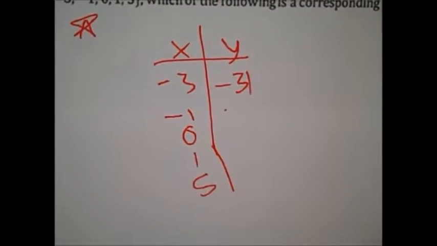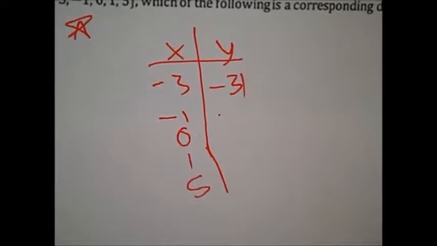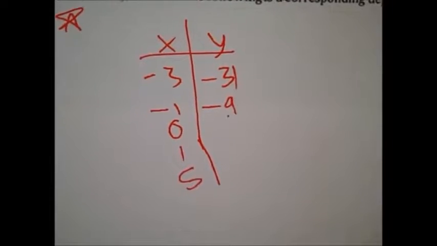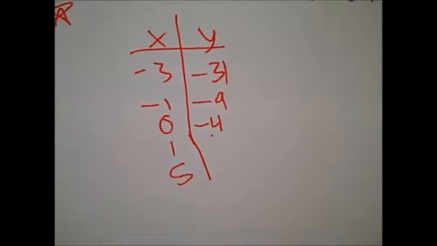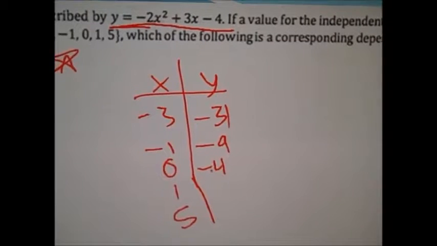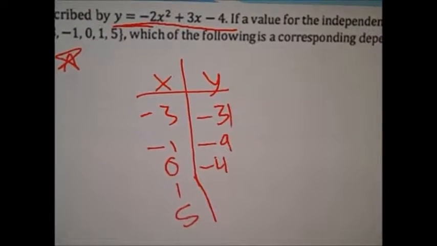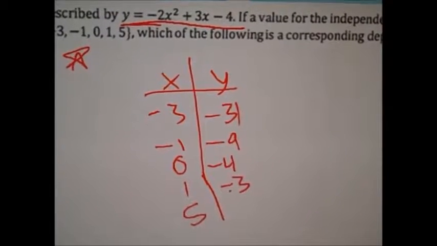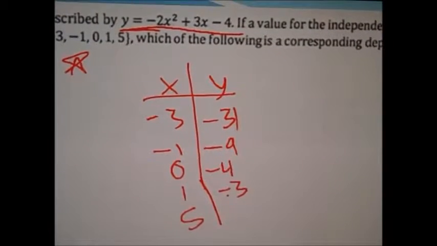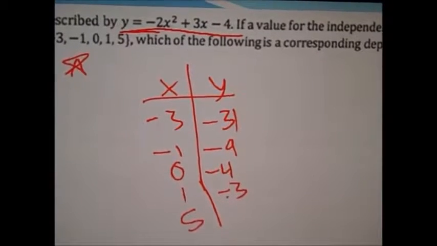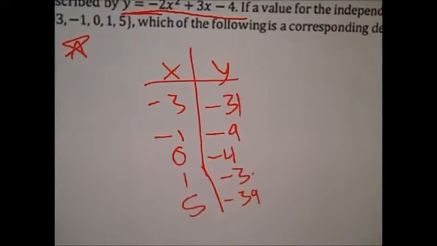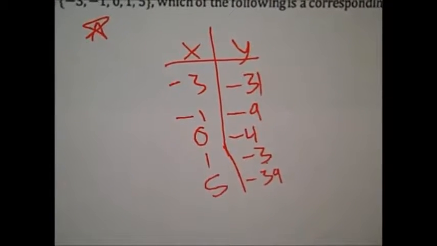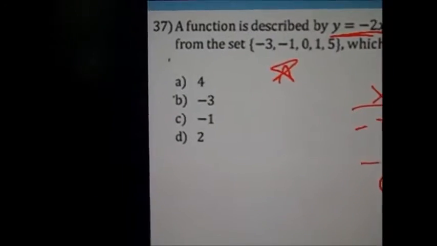Negative 31, negative 9, negative 4, negative 3, negative 39. The only one in this list of answer choices that's also on my table in the y side would be negative 3.